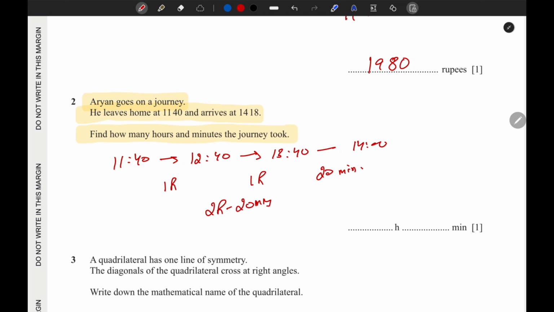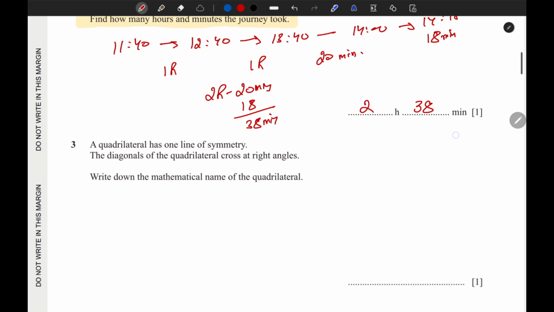But it has gone through to 14:18. So till 14:18, we add another 18 minutes. So 20 minutes plus 18 minutes is 38 minutes. So the total time is 2 hours and 38 minutes.